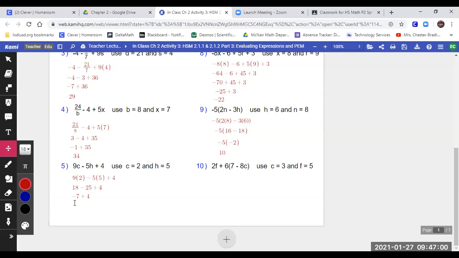So 7 take 4 away, and it's going to be a negative because the 7 was bigger and it was negative. So negative what? Negative 3. Okay. All right, someone tell me, what am I supposed to type in my box?